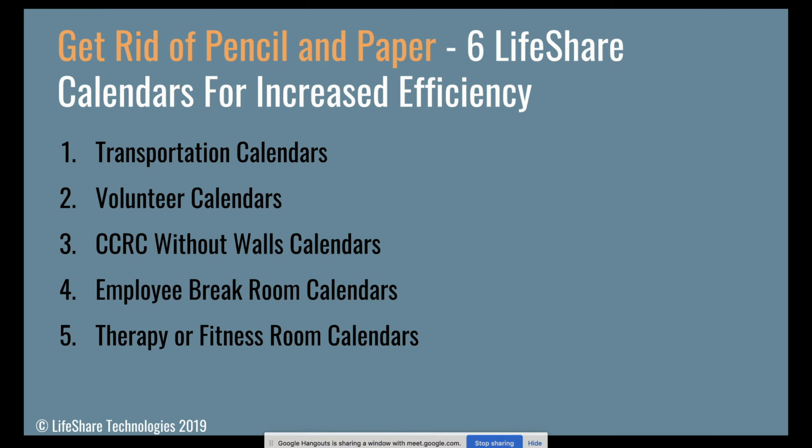The fifth one is therapy or fitness room calendars. That's an option that you can track just specific fitness activities or therapy activities. Maybe they're group therapy activities that they're offering. And then the sixth one is a theater room calendar. Maybe you have a schedule of different movies that are going to be playing at different times on different days, and you want to keep that separate from your normal activities calendar. A theater room calendar is something that you can have as an option.